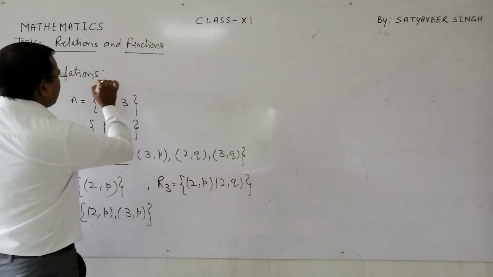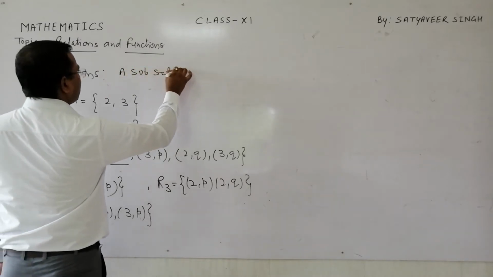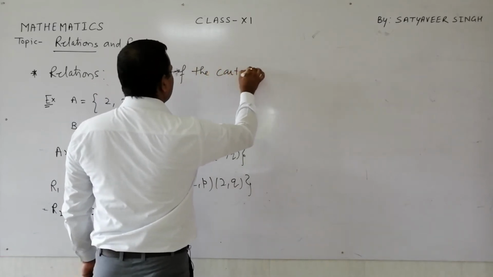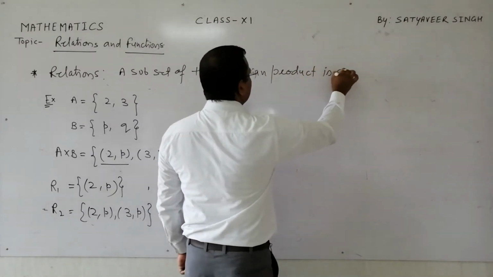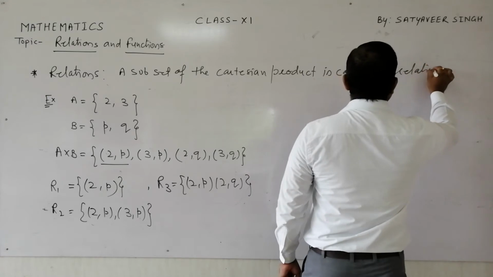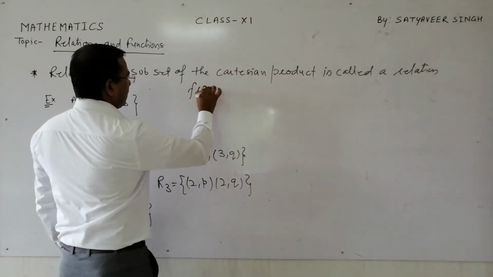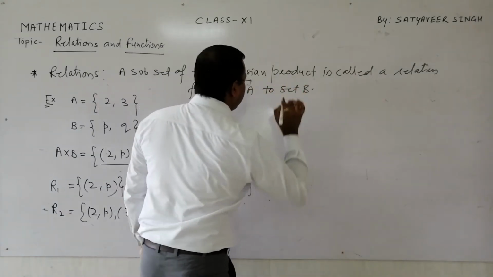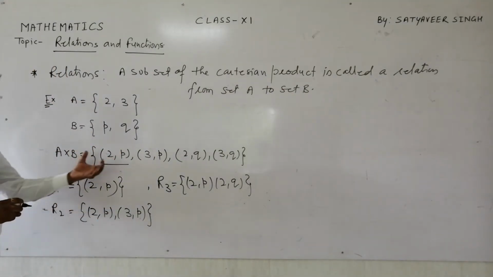Relation is, we can say, a subset of the Cartesian product is called a relation from set A to set B. Very important definition. So these all are basically subsets.